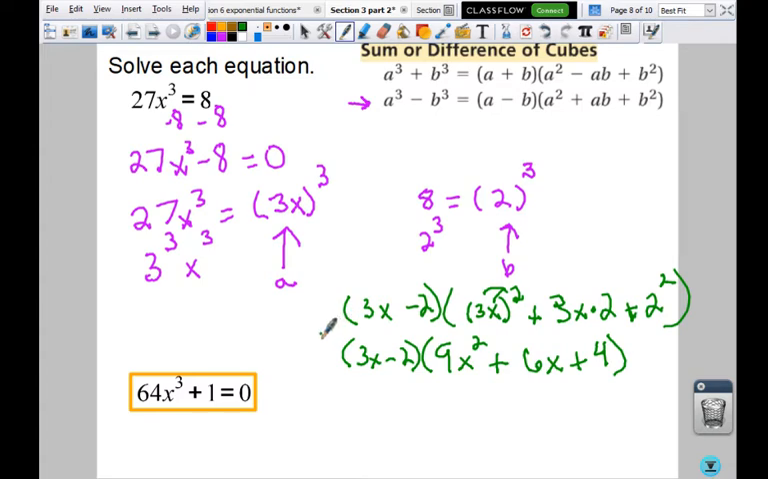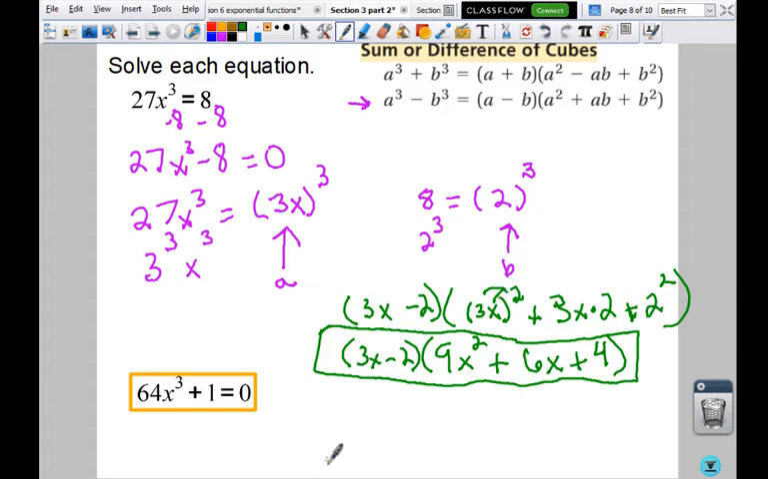This is my final answer. So we do the double parentheses every time on these? Pretty much, yes. On difference of cubes, yes. You will almost always have this. I'm not gonna guarantee it, but I'm gonna say almost always.